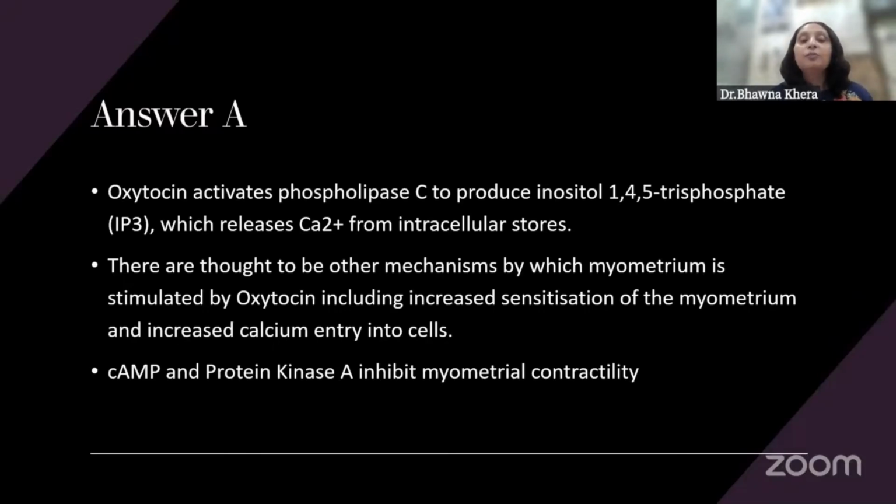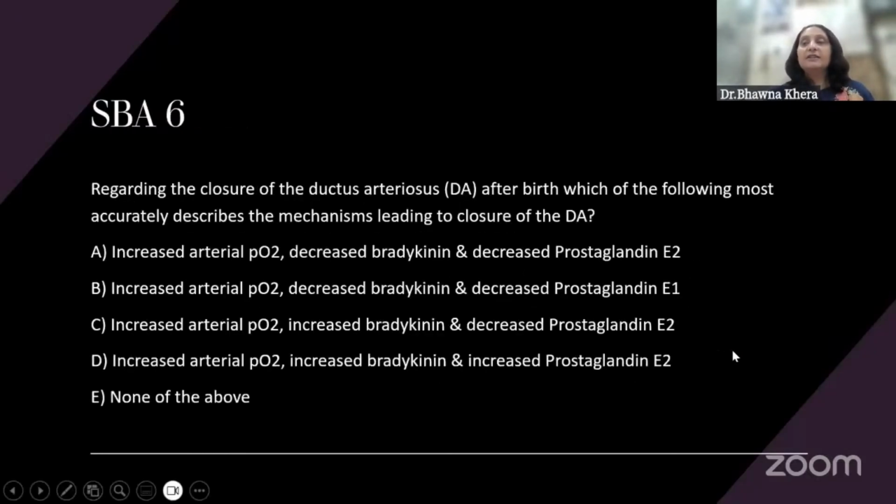There are thought to be other mechanisms by which myometrium is stimulated by the oxytocin, including the increased sensitization of the myometrium and increased calcium entry into the cells. cAMP and the protein kinase A are the inhibitory pathways. So they inhibit the myometrial contractility. So A is the correct answer.